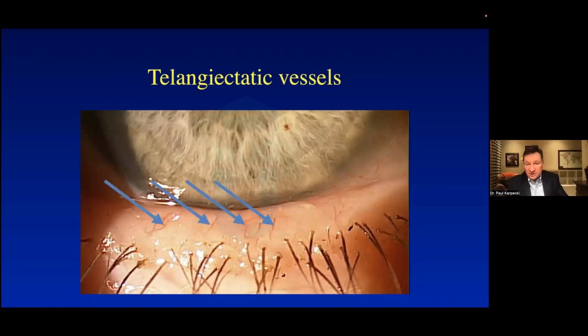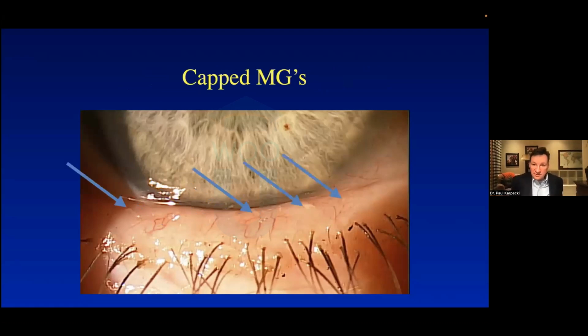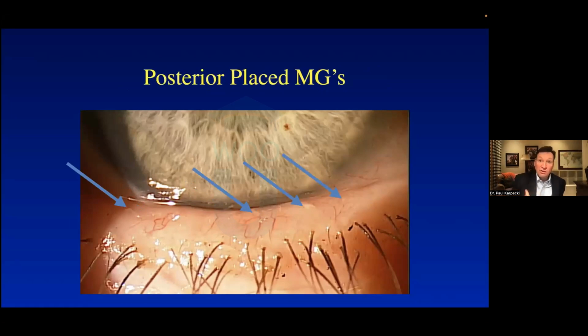One is telangiectatic vessels. That's an indication of ocular rosacea or chronic inflammation. But when you get those blood vessels, you're going to get a lot more of an inflammatory response. What else is present? Well, if I look at this, I also see these capped glands. You'll also notice where those glands are. They're very posterior in the eyelid. When you get that posterior, you're really talking about chronicity.